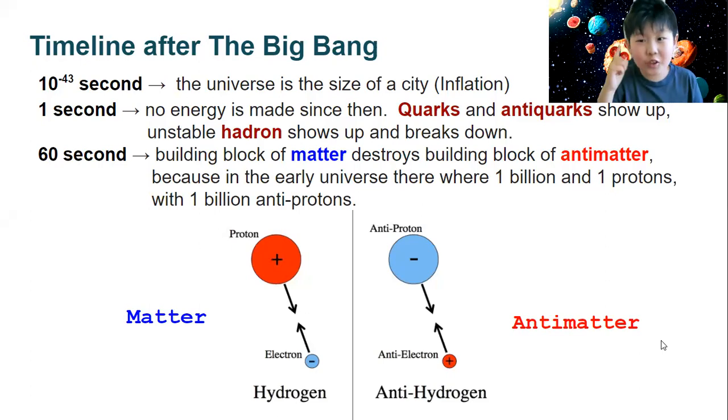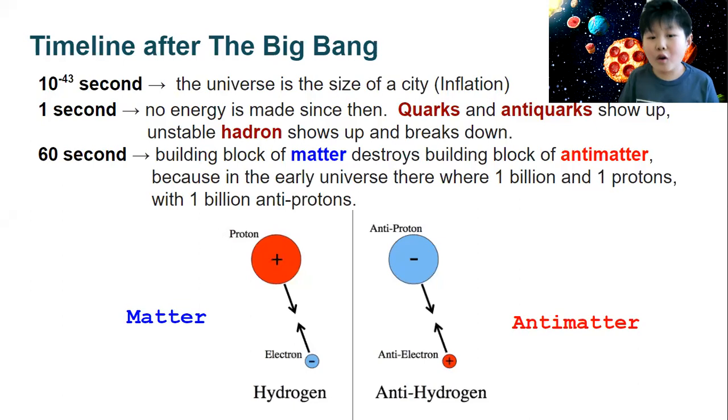1 second after the Big Bang, no energy is just made from nothing. Quarks and antiquarks show up. Unstable hadrons show up and break down. Break, pow!